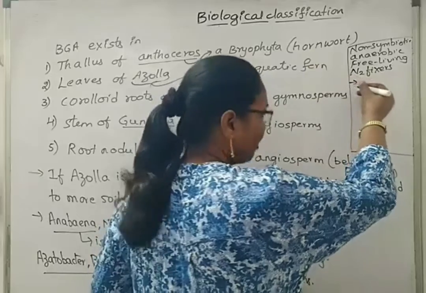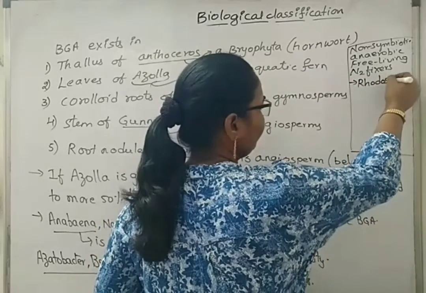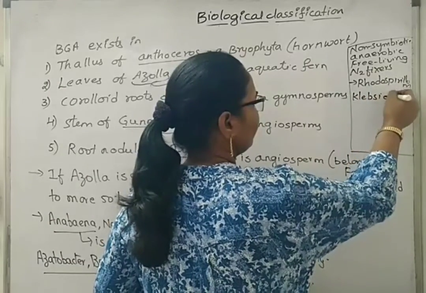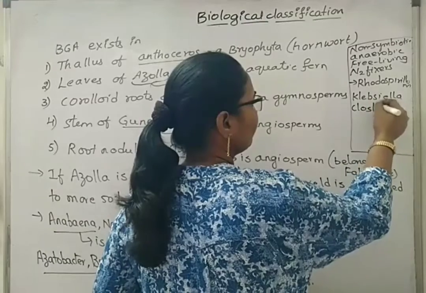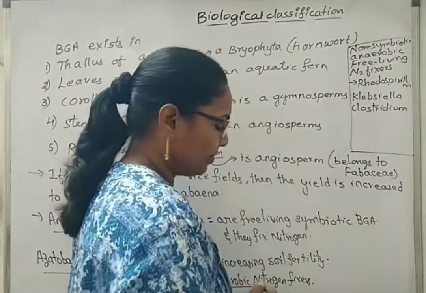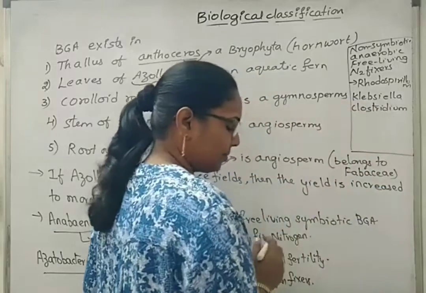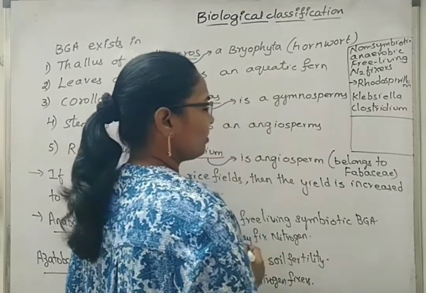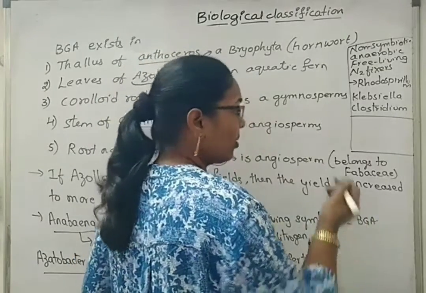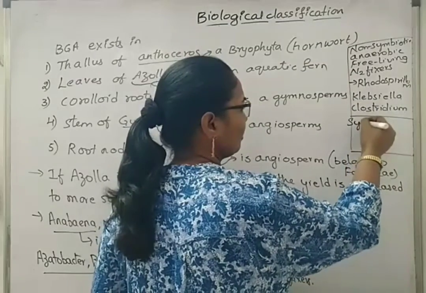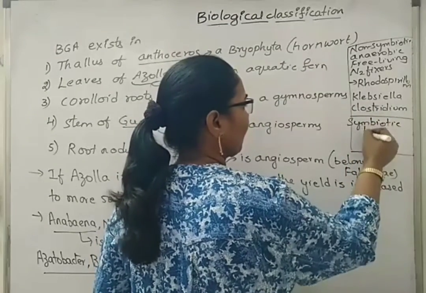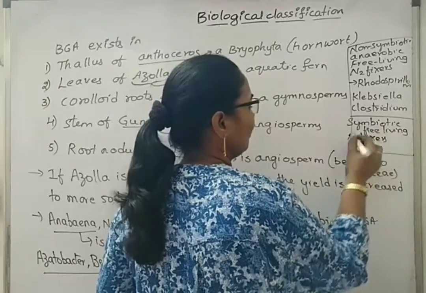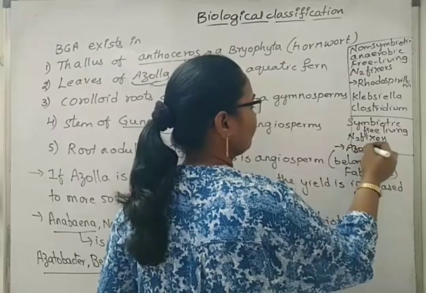Here examples are Rhodospirillum, Klebsiella, Clostridium. Clostridium was asked before, I remember. Next. This is a gram-positive bacteria. Clostridium also fixes nitrogen. Next, symbiotic free-living nitrogen fixers. One example is there, that is Azospirillum.